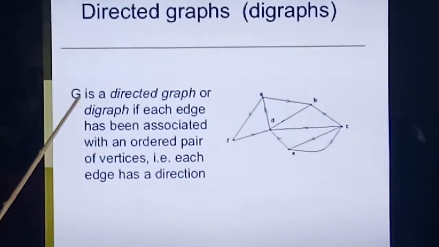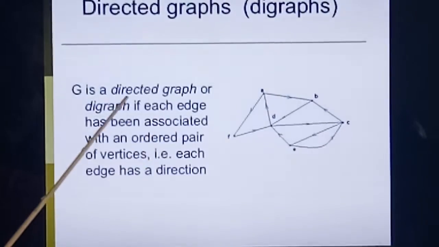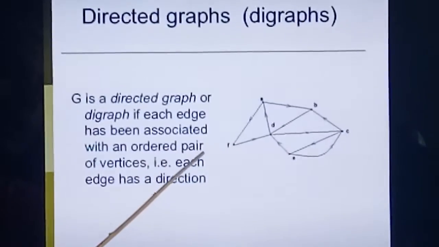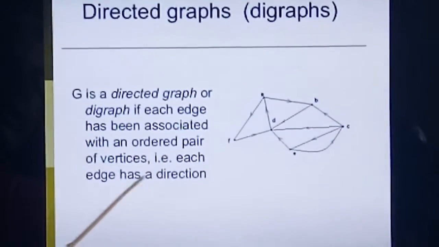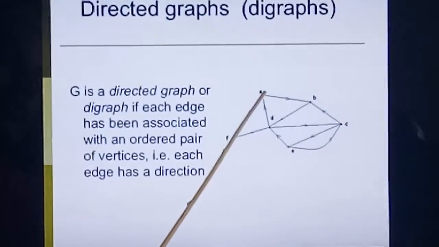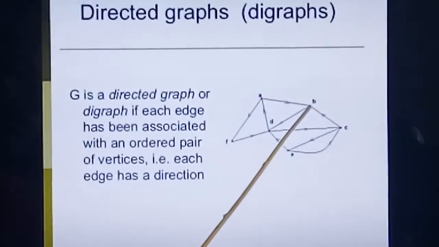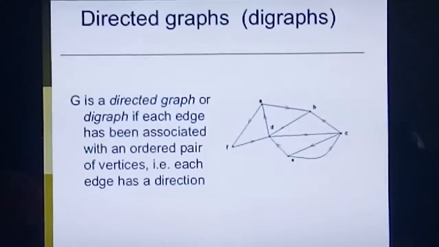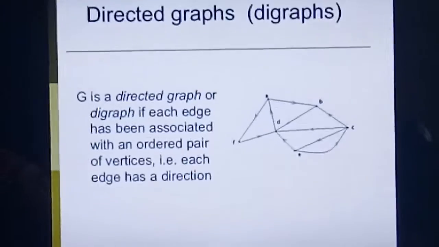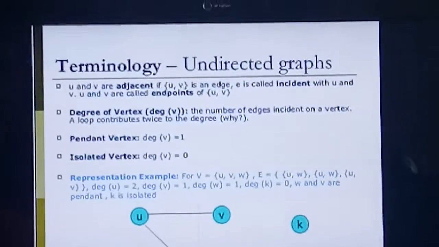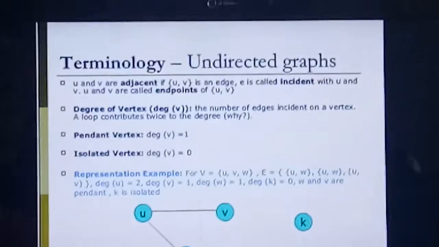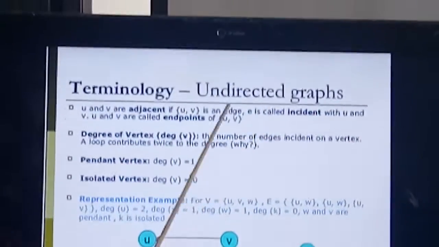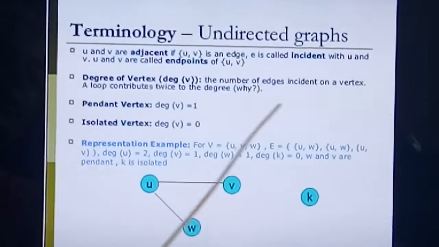We will see the definition here. G is a directed graph or digraph if each edge has been associated with an ordered pair of vertices. That is, each edge has a direction. So from A to B we could travel, but from B to A it is not possible to travel. Such things can be represented using directed graphs. Now we will see some simple terminologies. An undirected graph is without any directions. If a graph is drawn without directions, then you call it an undirected graph.